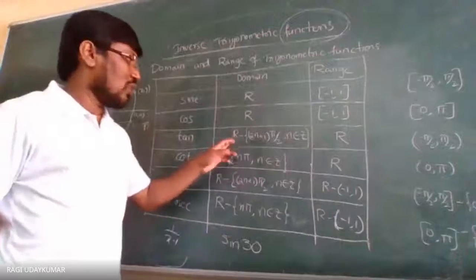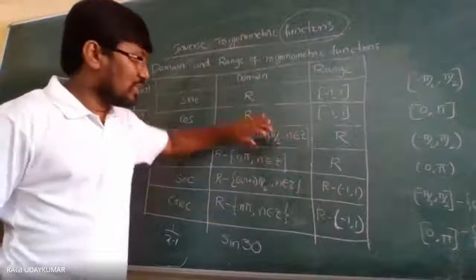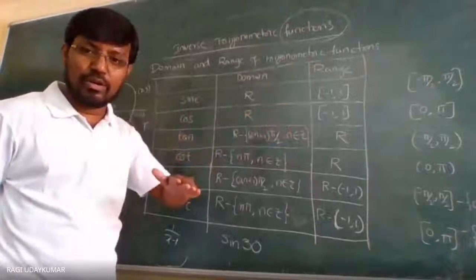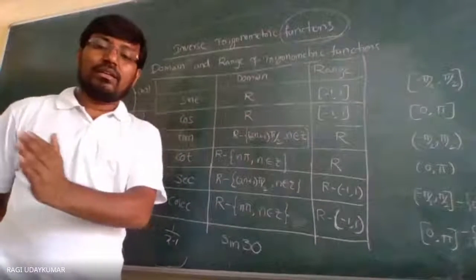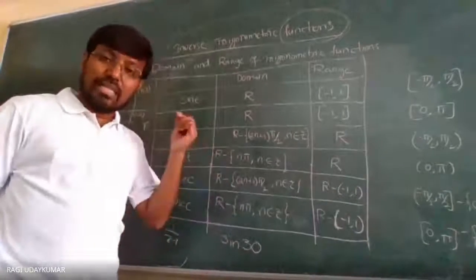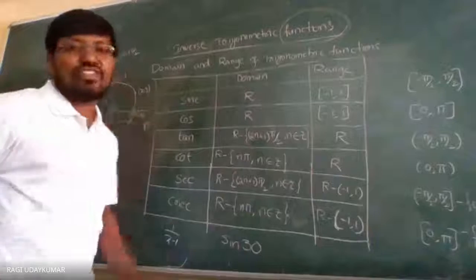2n plus 1 pi by 2. So R minus 2n plus 1 pi by 2. This means all the odd number into pi by 2 values are deleted, except that any real number can be taken, because at all those places the tan is defined.